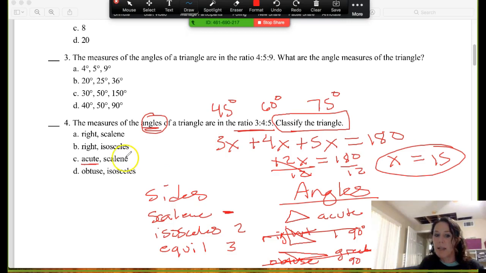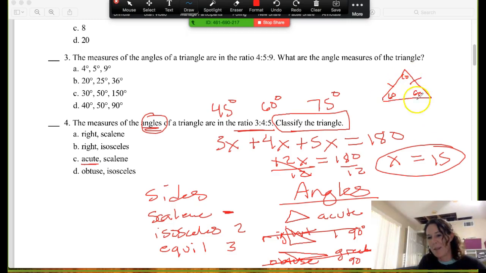Now with the sides, if each of these angles are different measures, all the sides have to be different measures because we just have a little rule with triangles. If it was an isosceles triangle, meaning two of the sides were the same length, that would mean two of the angles would have to be the same. And if all angles are the same, then all sides will be the same.